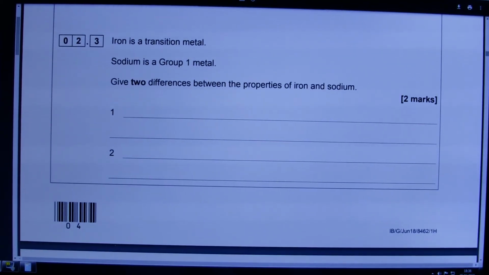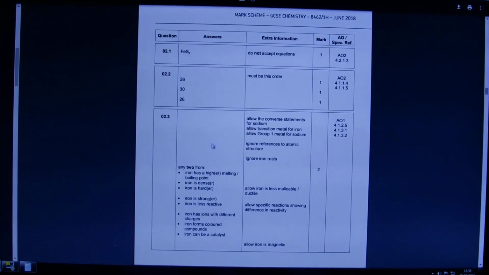Sodium is a group 1 metal. Two differences between iron and sodium: higher melting and boiling point. It's denser, it's harder, it's stronger, it's less reactive.